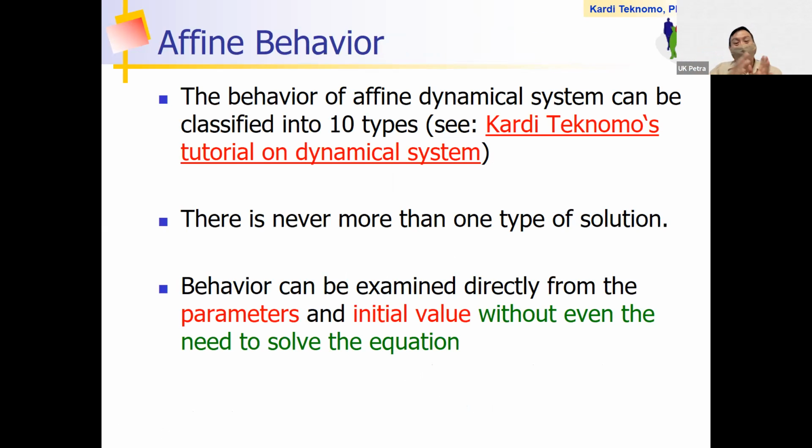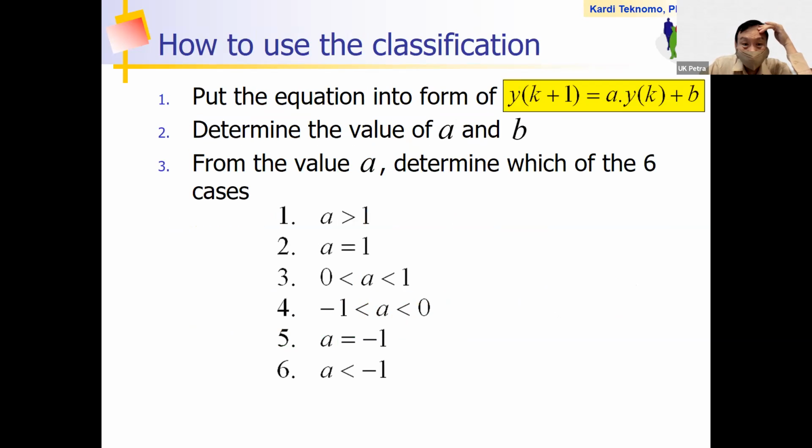If you go to my tutorial in Revoledu, you will see the behavior of this affine equation. Actually, we can start to see the behavior when we plot. This is just a summary of what I wrote on my website. So you have y k plus 1 equals a times y k plus b, right?